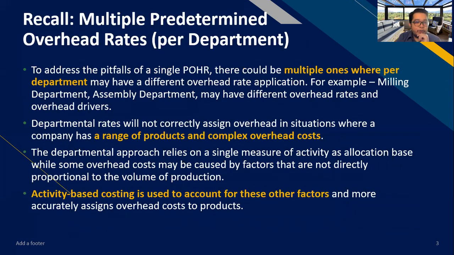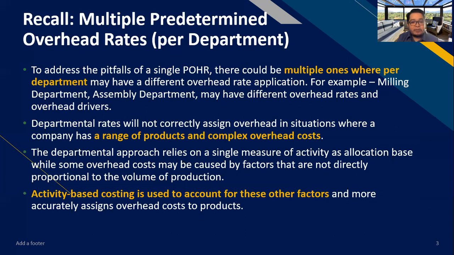In the last chapter, we also talked about multiple predetermined overhead rates, or predetermined overhead rates per department. This addresses the disadvantage of a single plant-wide overhead rate. So there can be multiple ones and there's one per department. And in our example last time, that's milling and assembly. So they might have different overhead rates.